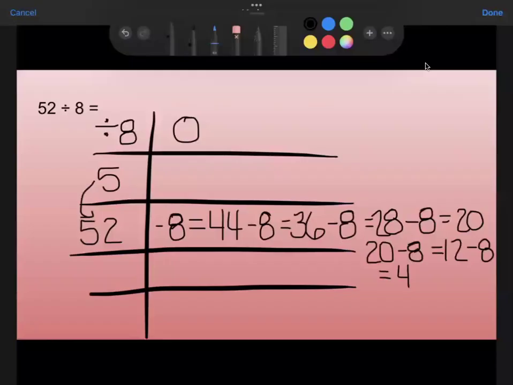So what I do here is I count how many 8s I subtracted. So let's go through and count. 1, 2, 3, 4, 5, 6. So it looks like I had 6 8s that I subtracted. So that's going to go up here. If I have anything left over, which I do, there's 4 right there, that becomes the remainder. So this answer becomes 6 remainder 4.